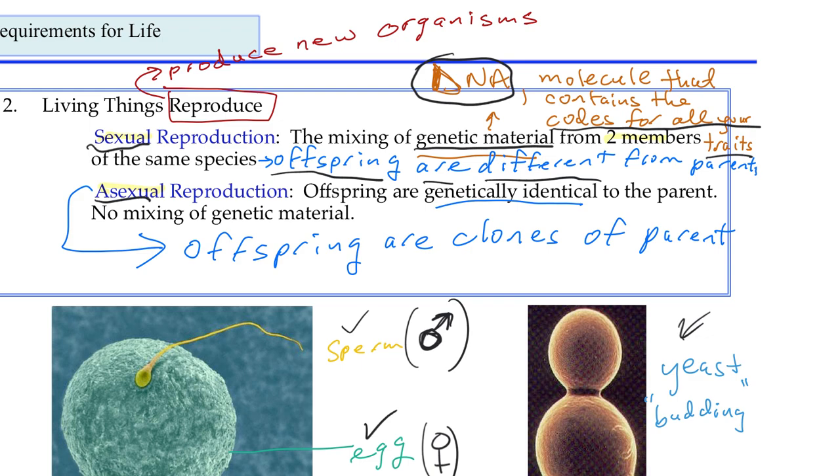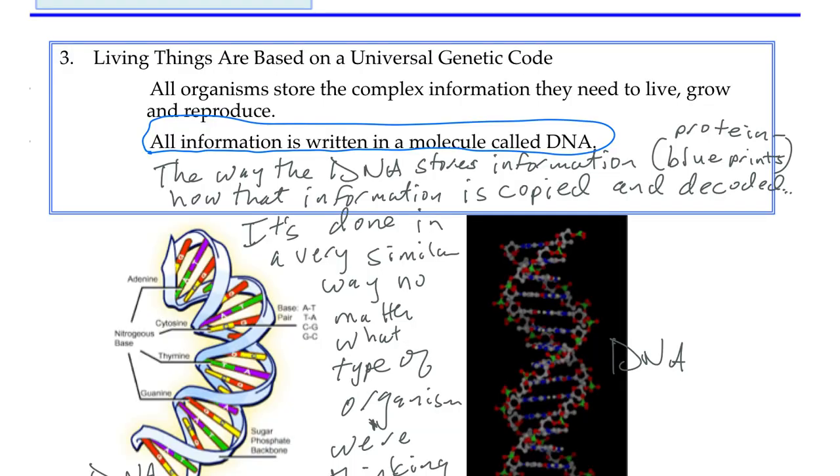So, when you have sexual reproduction, the offspring have a totally different mix. They have a mixture of DNA of both their parents. Whereas when you have asexual reproduction, the offspring or the children are genetically identical. They have the exact same DNA as the parent, identical.